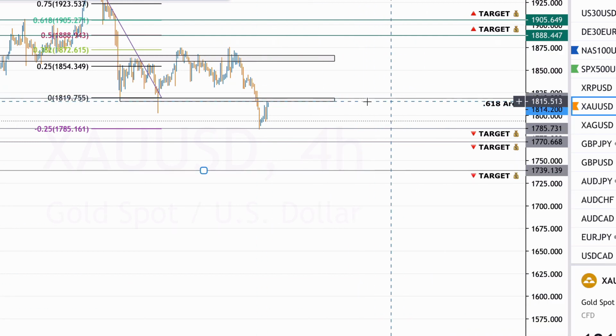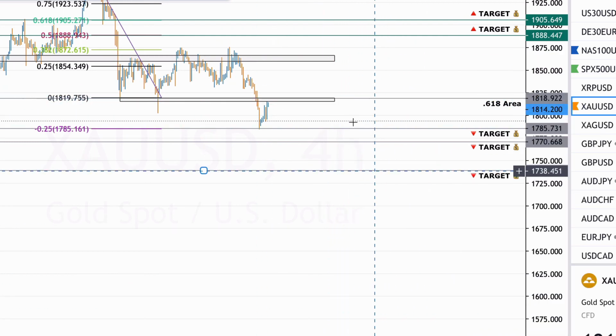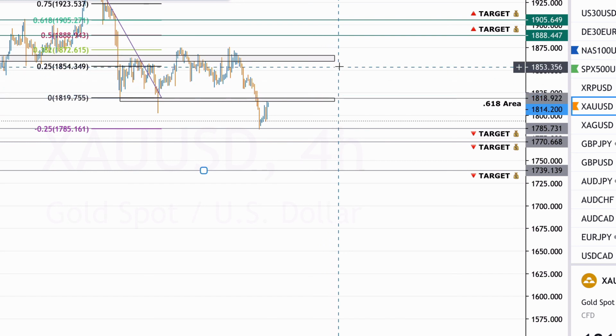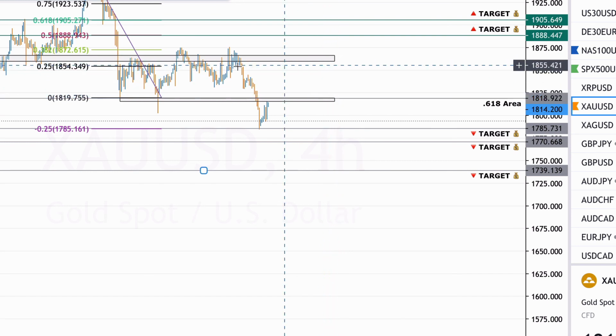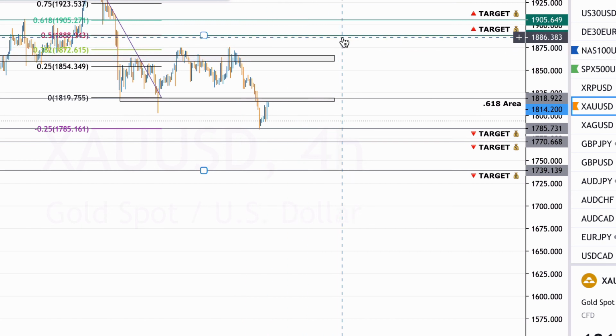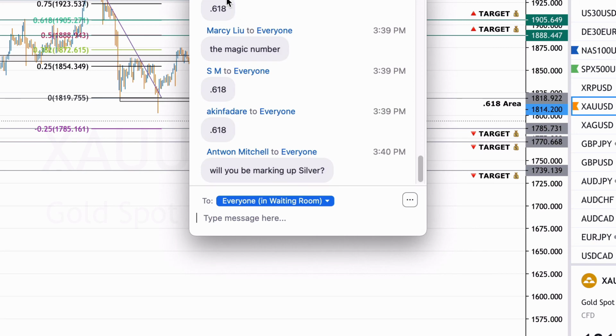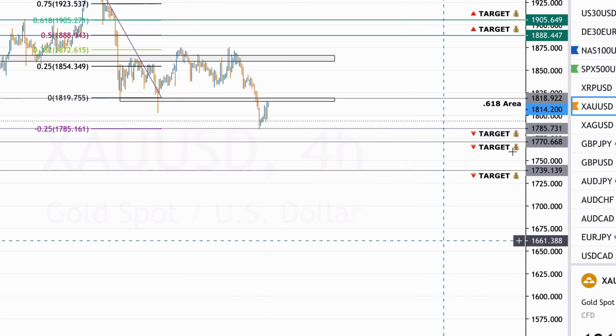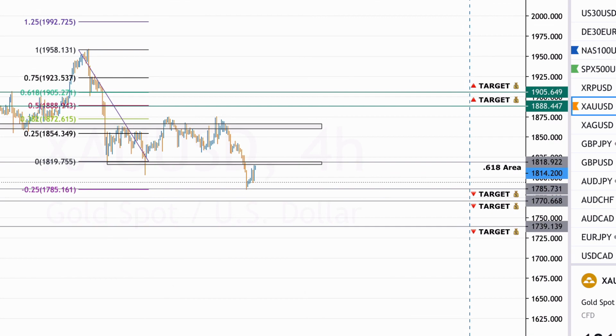Key area 618. Bounce, sell down. Break, first target, which is around the 0.25 area. Second target, 0.5. Third target, 618. So I'll leave that.